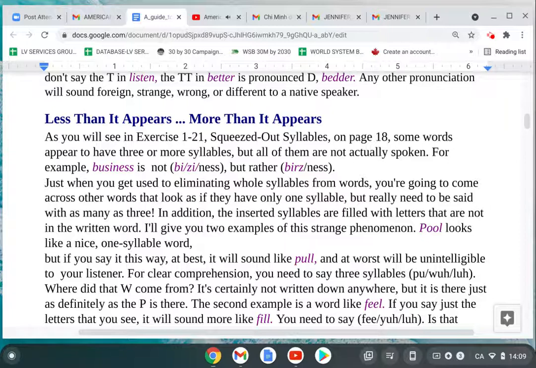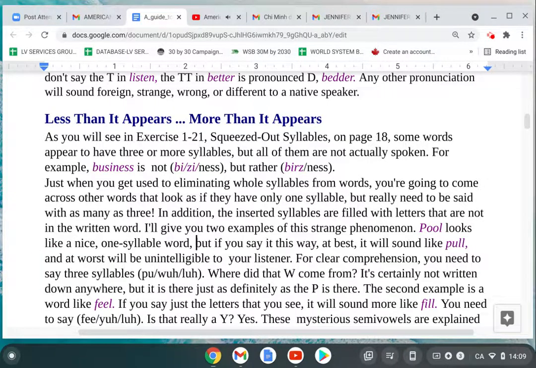Pool looks like a nice 1-syllable word, but if you say it this way, at best it will sound like pool, and at worst it will be unintelligible to your listener. For clear comprehension, you need to say 3 syllables. Pool. Where did that W come from? It's certainly not written down anywhere, but it is there just as definitely as the P is there.